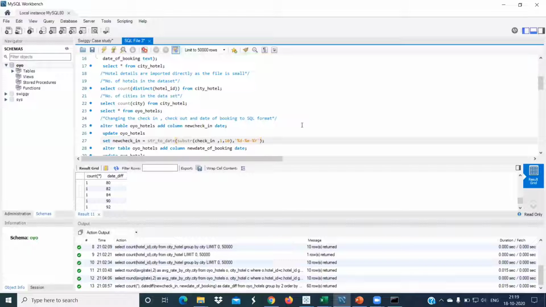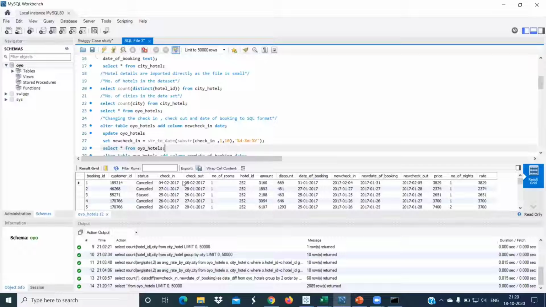But the old check-in date will stay status quo. It will not get altered. A new column called new check-in date will get created, and the date will be in a format that will suit SQL. We can see here that all three date columns were created anew, as the format suits SQL. You can see check-in and check-out date and date of booking here. These were the original ones as given in the dataset, whereas these are the new check-in date, new date of booking, and new check-out date.